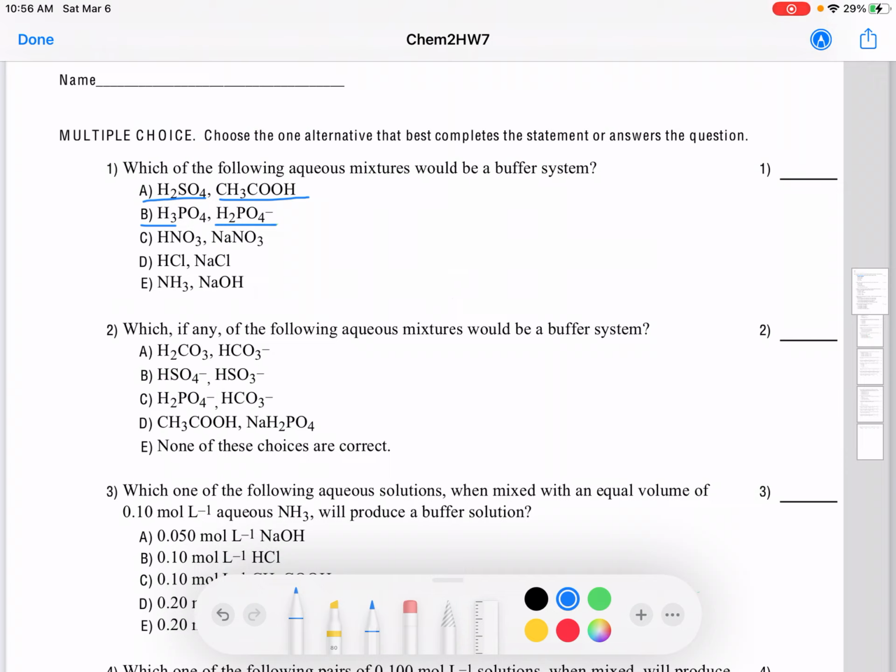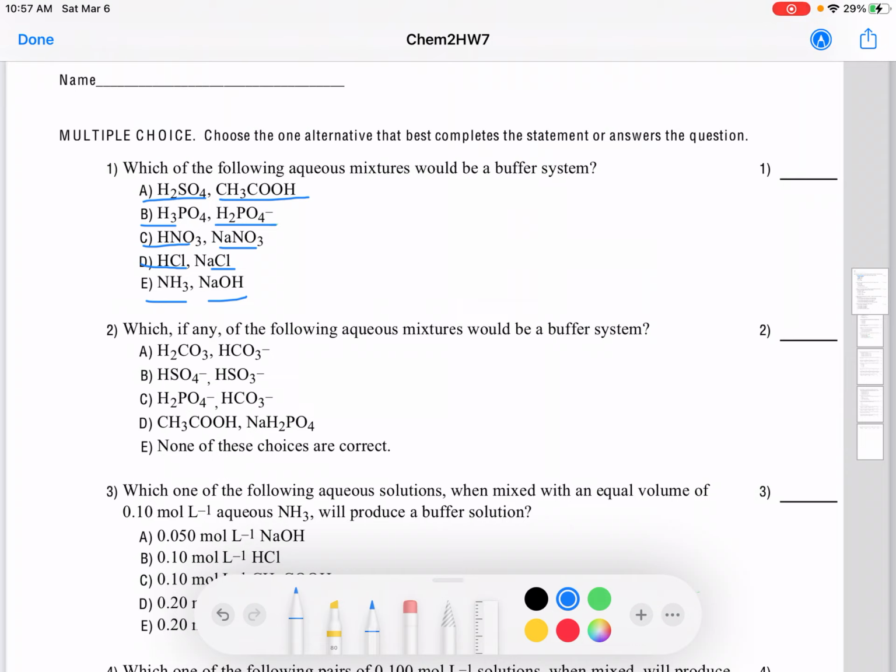And then we have nitric acid, which is a strong acid. Sodium nitrate is the salt that nitric acid would make with a base. So that's not going to be a buffer system. Hydrochloric acid, again a strong one. This is the salt. Ammonia is a weak base. Sodium hydroxide is a strong base. So that's not going to be a buffer system either. Okay, so you understand which one is the buffer system now.